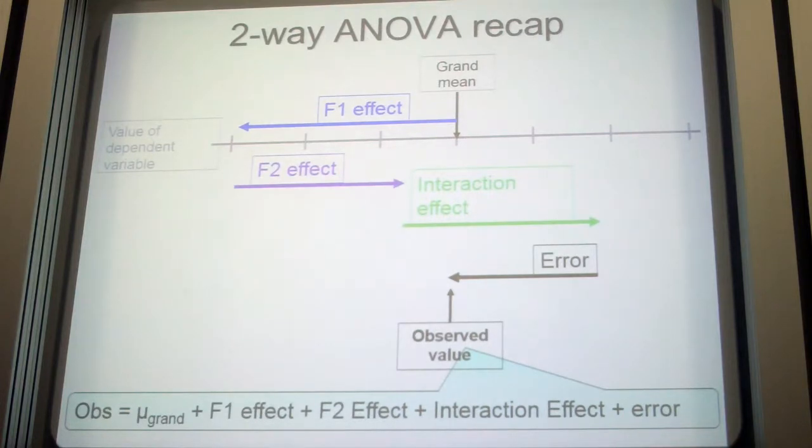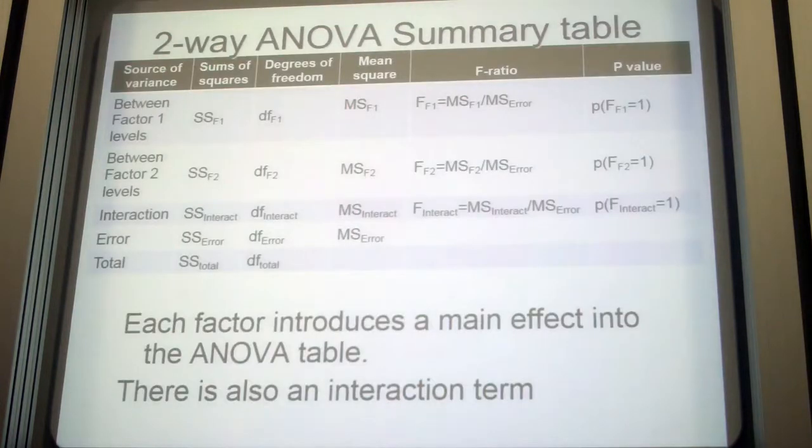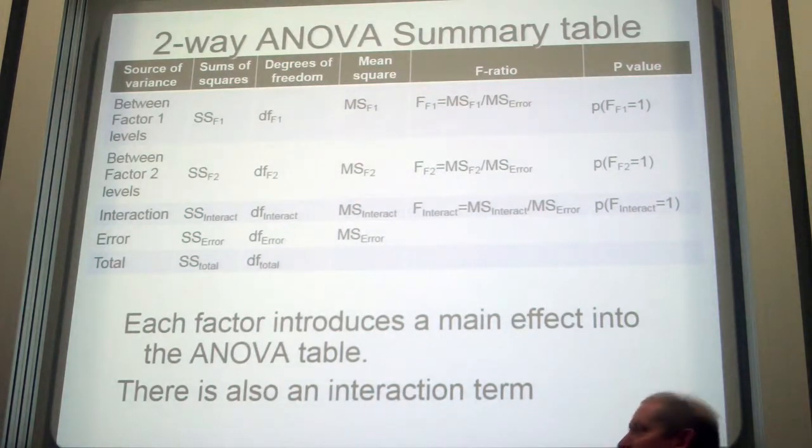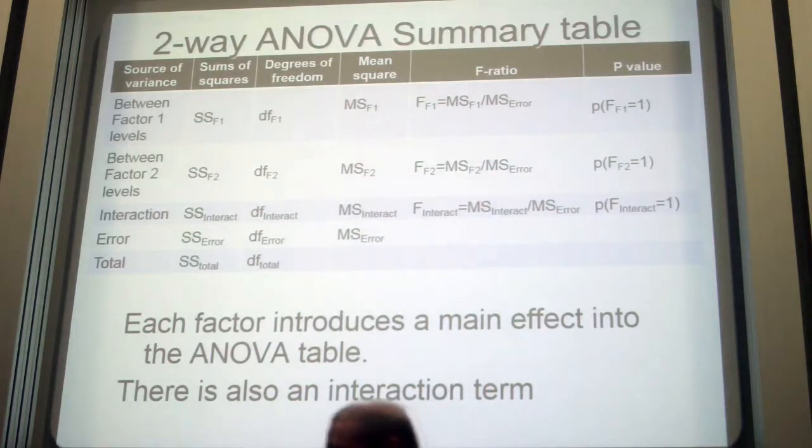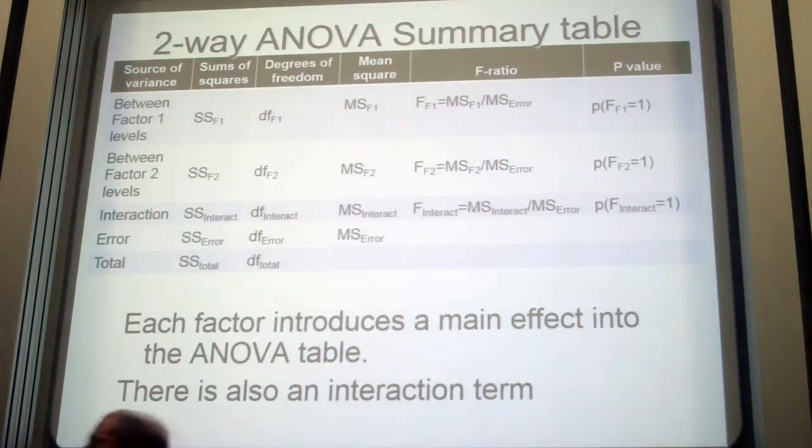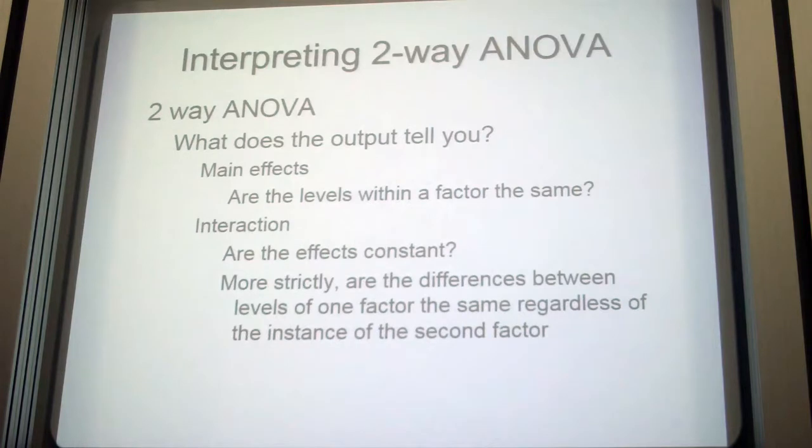Okay, and we have again our slightly longer model, and we have our summary table that will come out, which will give us the probability of the F ratio for factor 1 equaling 1, the probability of the F ratio associated with factor 2 equaling 1, and the probability of the variance ratio of the interaction term equaling 1. Okay, so we've got two main effects and an interaction term.